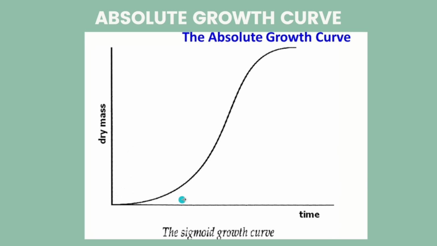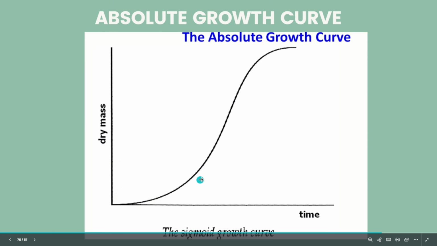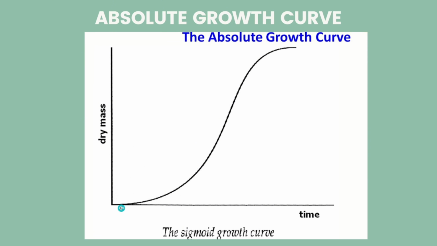So along the time, what is your parameter growth? Is it growing or not? Normally it is a sigmoid growth shape because as time goes, the organism must grow, right? The size of the organism must grow. So this is the exotic growth curve.